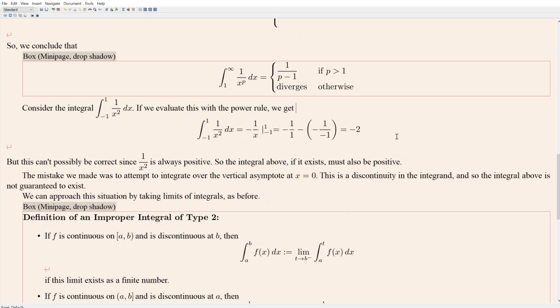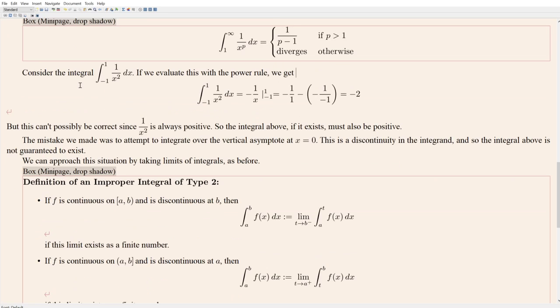Okay. So those are improper integrals of type 1. So improper integrals of type 1 are ones where you have infinity in one of the limits of integration. And you just turn those into limits. You know, replace the infinity with a parameter, and then let that parameter tend toward infinity. Now, here's another situation which ordinary integrals are not equipped to deal with.